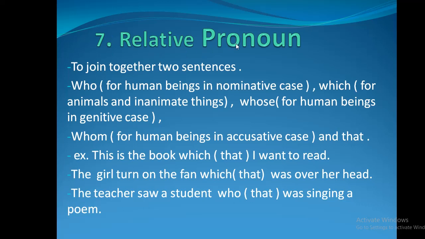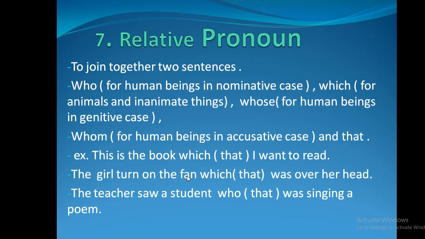Number 7, relative pronoun, to join together two sentences. Who for human beings in nominative case, which for animals and inanimate things, whose for human beings in genitive case, whom for human beings in accusative case, and that. For example, this is the book which I want to read. In this structure, we can keep the word that in place of which also. Then the sentence becomes, this is the book that I want to read.